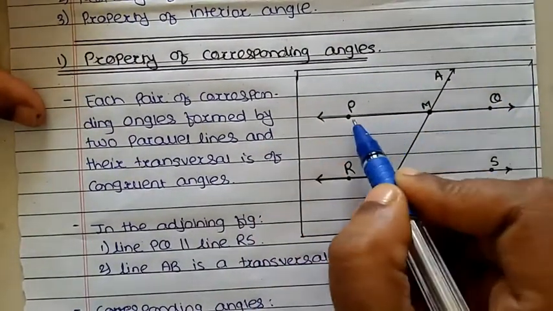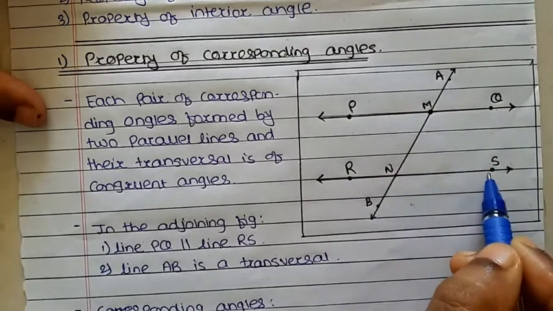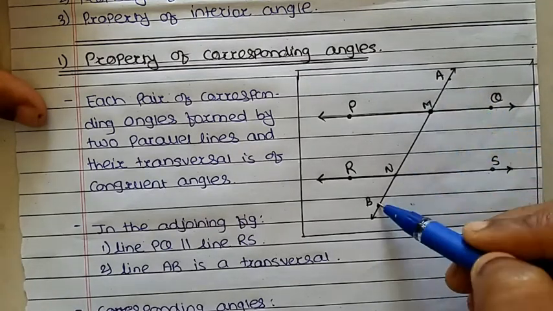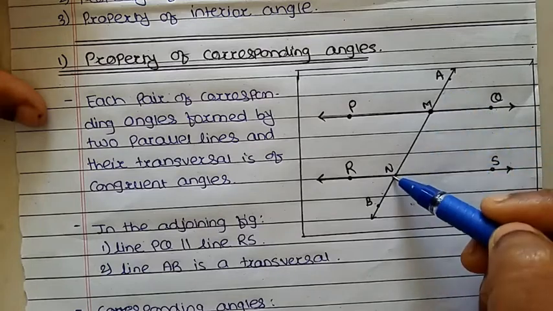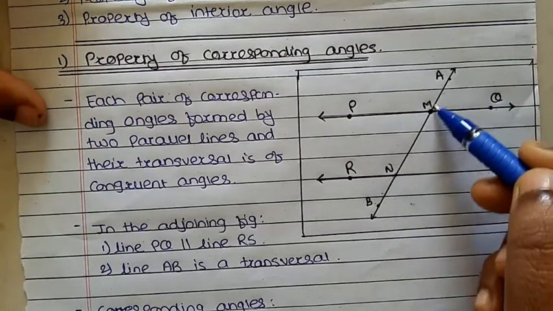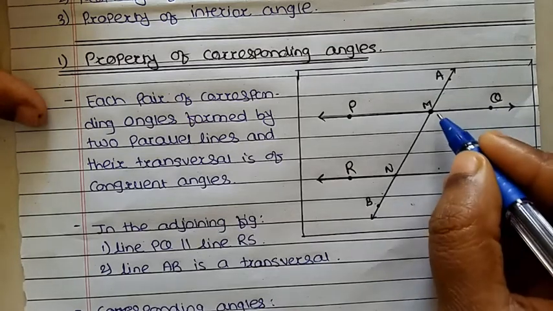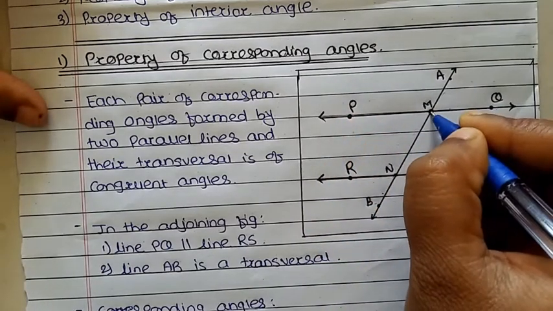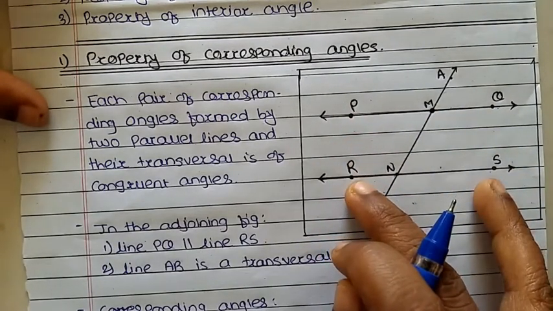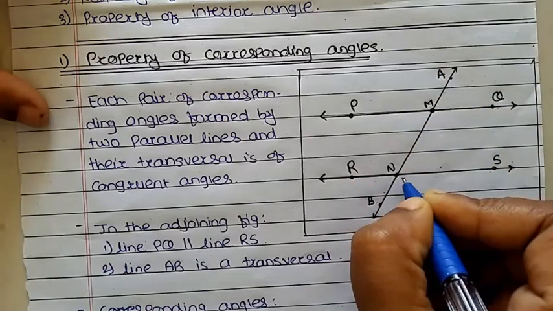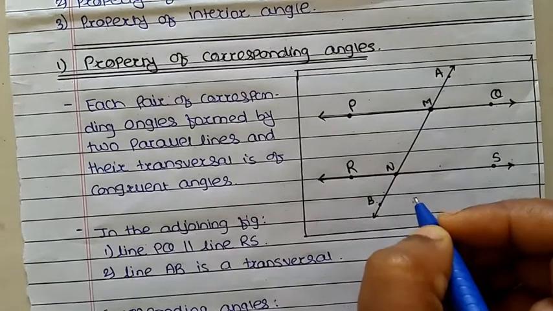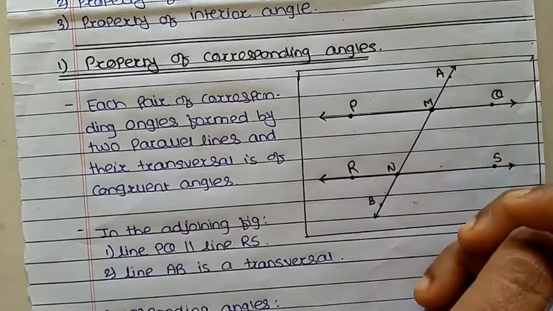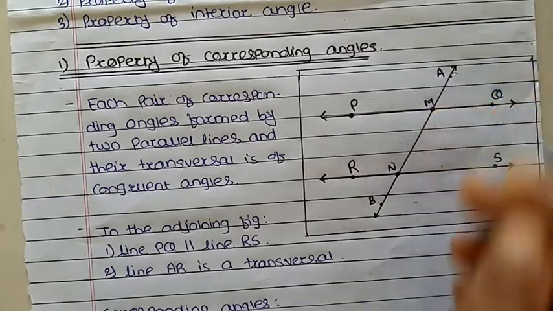In this figure, line PQ is parallel to RS. These two lines are parallel to each other, and this line AB is a transversal. Why? Because this transversal passes through these two lines at different points. In line PQ, the intersection point is here. In line RS, the intersection point is here. That means there are two different points of intersection when this line passes through these two lines. Therefore this line is called a transversal.